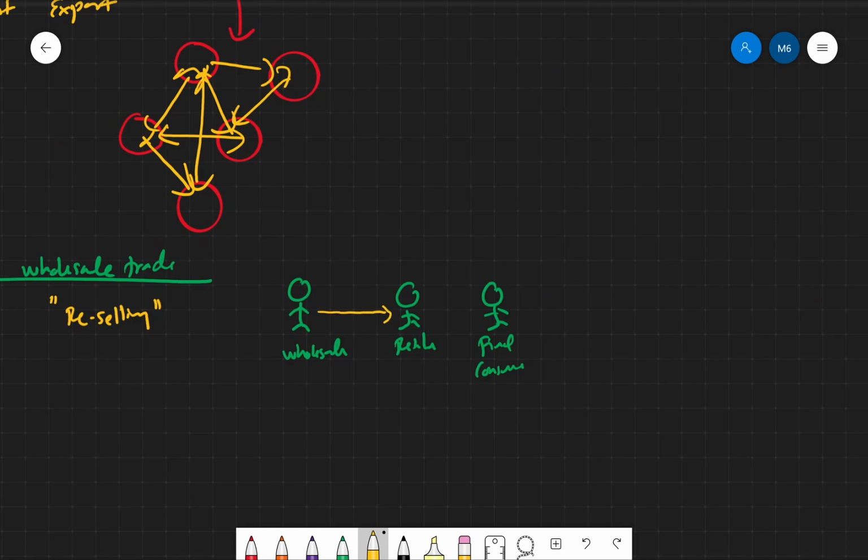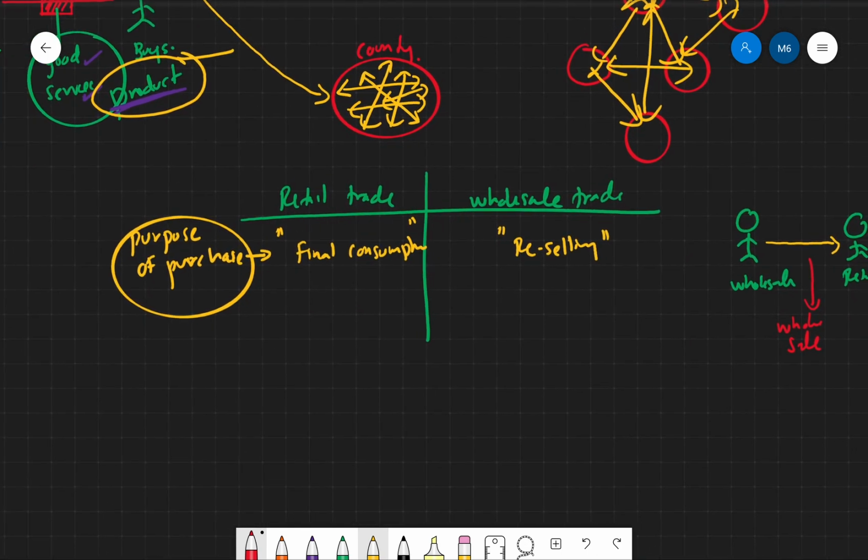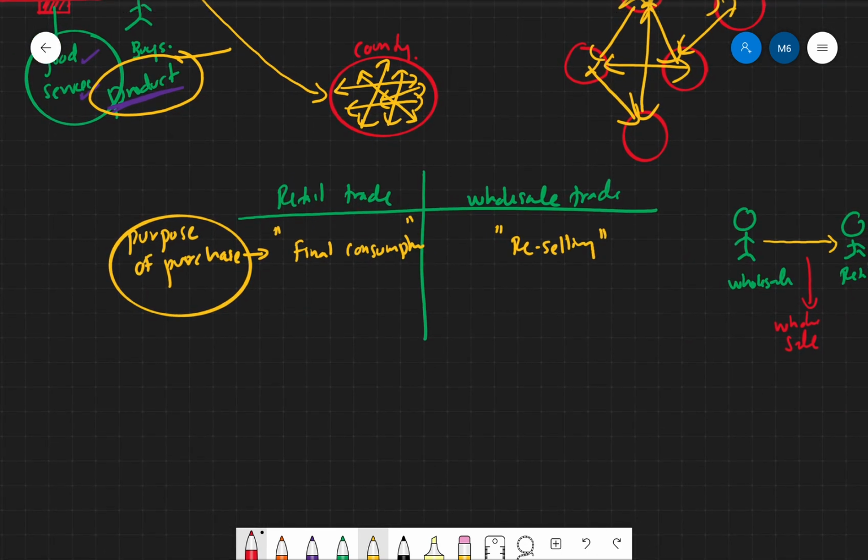he sells to the wholesaler, who is selling it to the retailer. What trade can I call this? This is known as the wholesale trade. And the person selling to the final consumer, what am I going to call this process? Retail trade. So I hope you'll understand what is meant by wholesale trade and retail trade. So let us focus on the main differences between wholesale trade and retail trade.